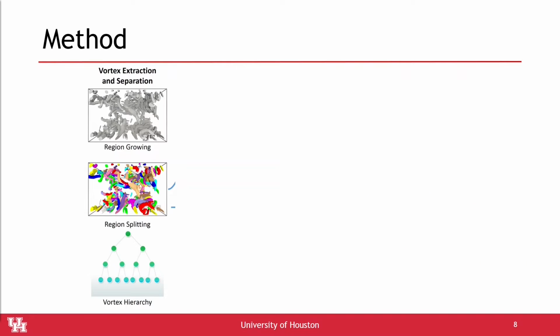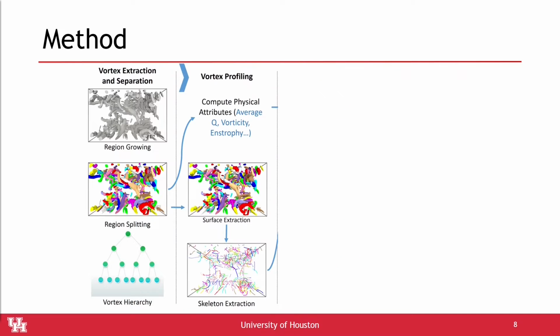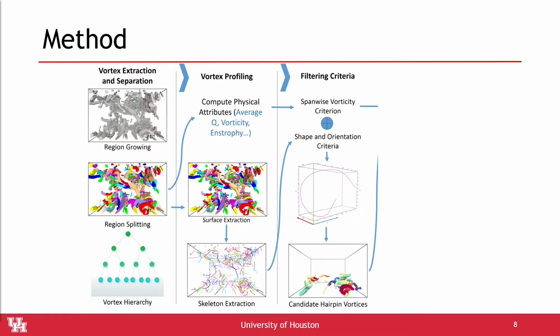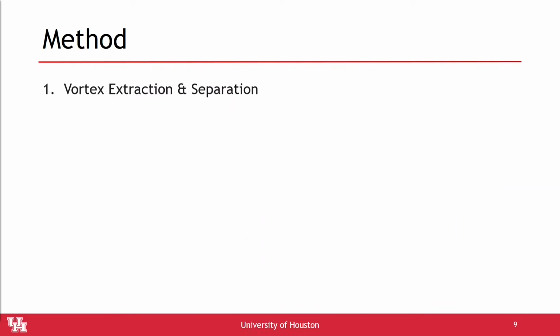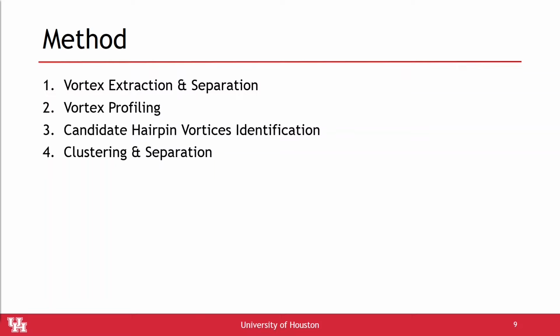In the first step, we extract and split the vortices using lambda 2 contour tree. In the second step, we extract the surfaces of individual vortices and extract their skeleton. We build vortex profiles based on physical and geometric criteria. We filter candidate hairpin vortices based on span-wise vorticity fluctuation and curvature of the skeletons. In the end, we perform clustering to separate hairpin vortices and analyze the results using our interactive visualization system. Now we go through each of the steps in detail.